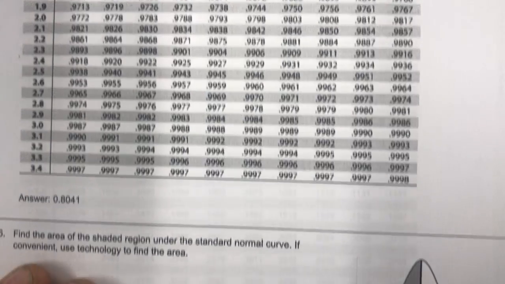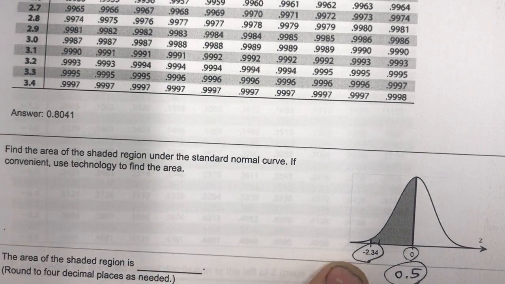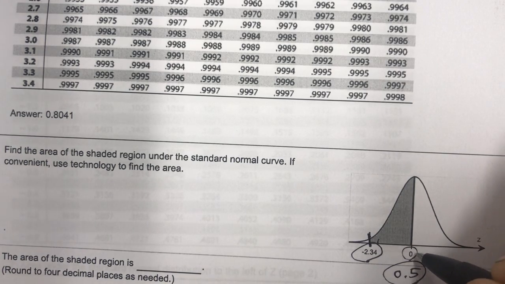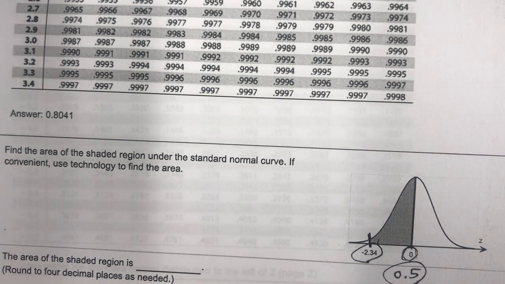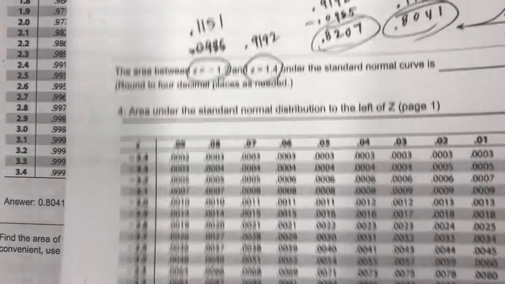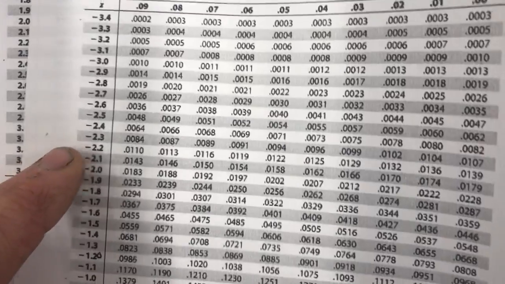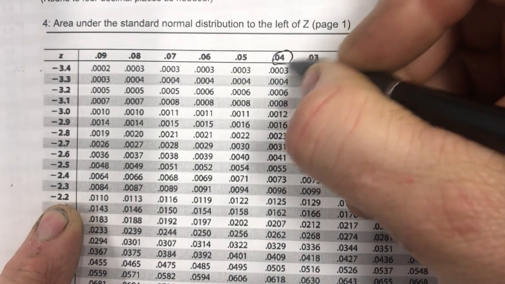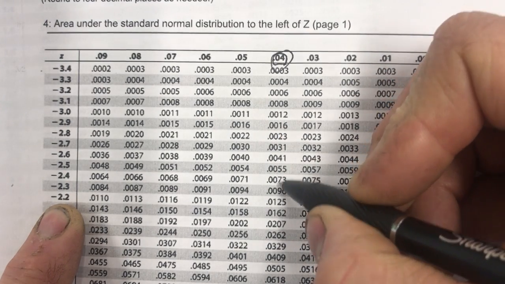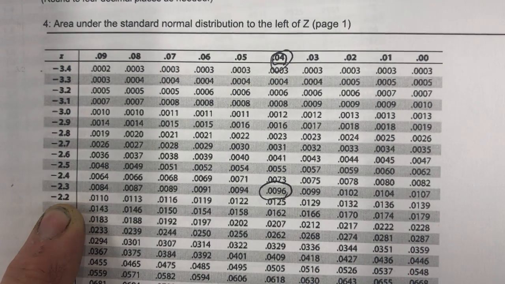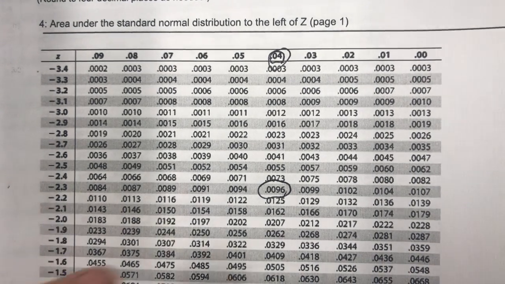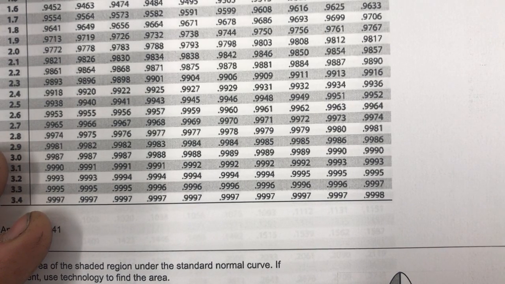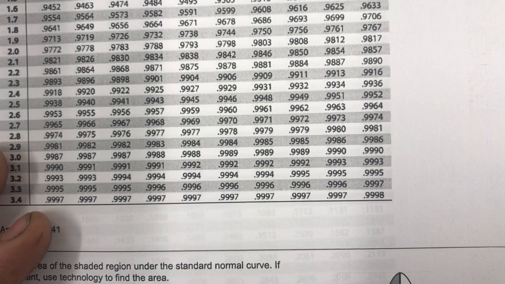So now back to 16 here. Find the area between 0 and negative 2.34. We already said 0 is 0.5. So for negative 2.34, negative 2.3 is right here, and here's 4 right there. So that'd be this 0.0096. You just look it up on the table.